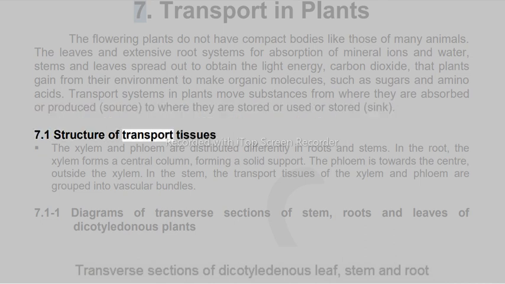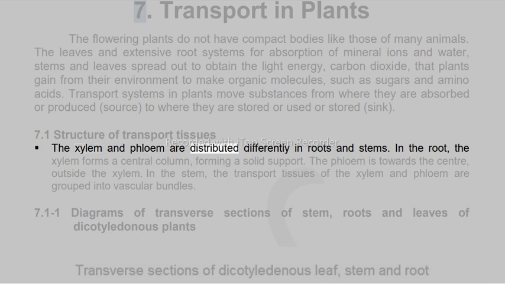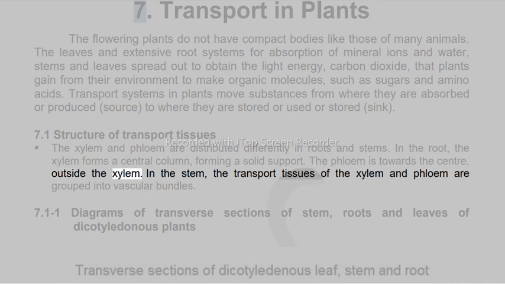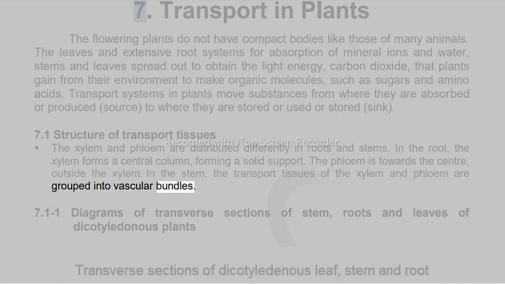7.1 Structure of transport tissues. The xylem and phloem are distributed differently in roots and stems. In the root, the xylem forms a central column, forming a solid support. The phloem is towards the center, outside the xylem. In the stem, the transport tissues of the xylem and phloem are grouped into vascular bundles.